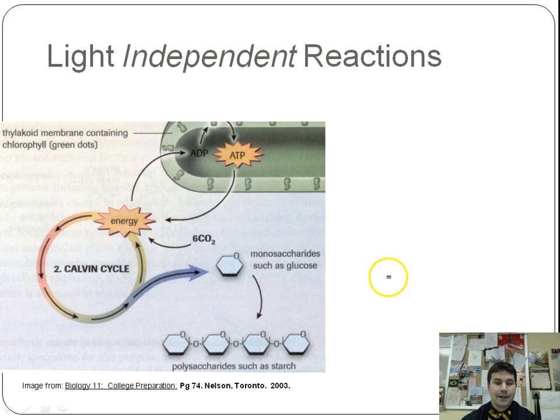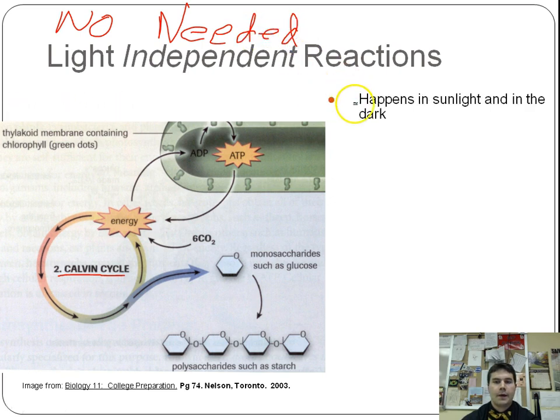Now the light independent reactions, that's also known as the Calvin cycle, which you can see right over here. This means no light is necessary. No light needed. Now, it happens in sunlight and in the dark, like I said. So if you took a plant into a cave, it couldn't do the light-dependent reactions, but it could totally do the light-independent reactions.